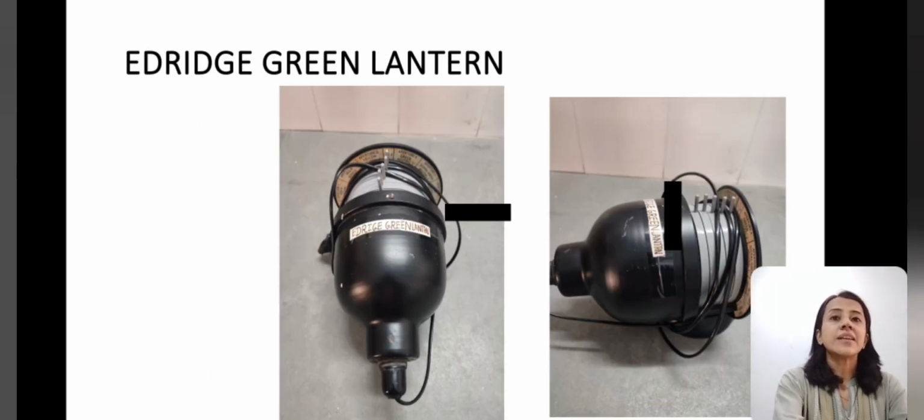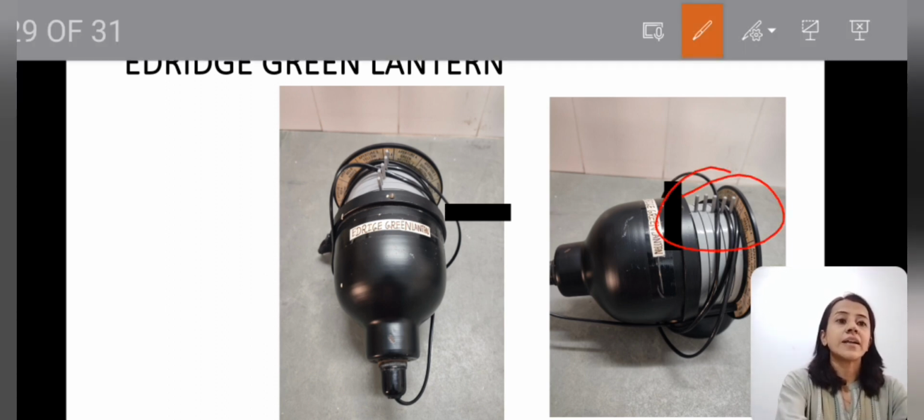This is the Edridge green lantern. This is the lantern used by the medical board to test the color vision of navy personnel, pilots or engine drivers. Why is it so? Because in this lantern, there are different plates given. You can see here, these are different plates. By these plates, we can create different weather conditions, and the person has to identify the color in that different weather condition, like sunny weather or rainy weather. Therefore it is used to test the color vision of engine drivers, pilots, navy people or any other professional people.